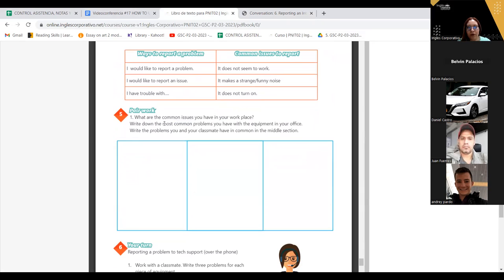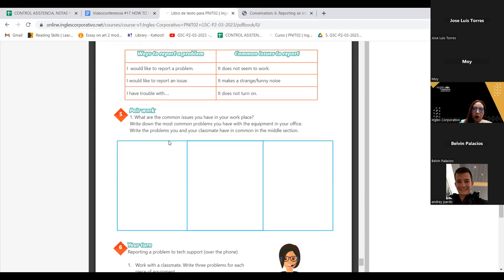Ocupo un voluntario que me ayude a leer eso. Las tres líneas que están ahí. José Luis Torres, por favor.